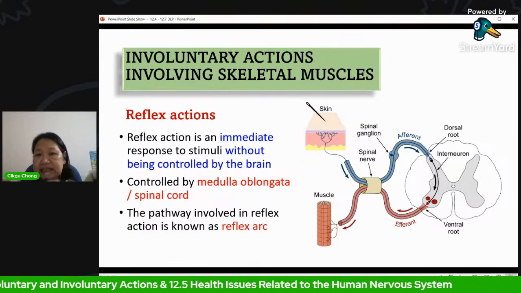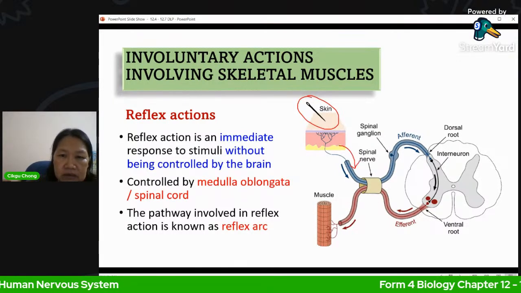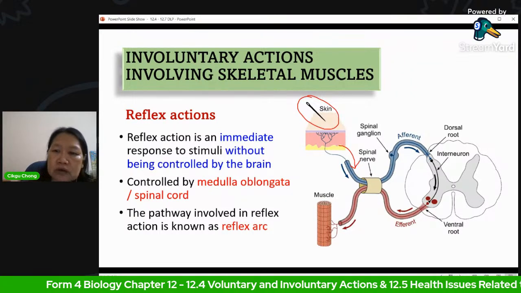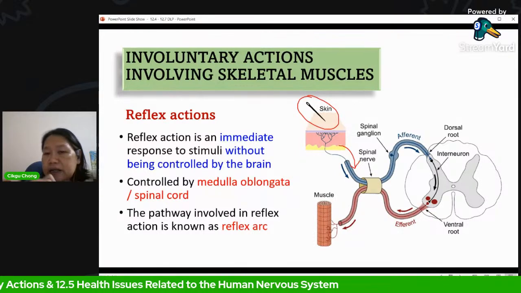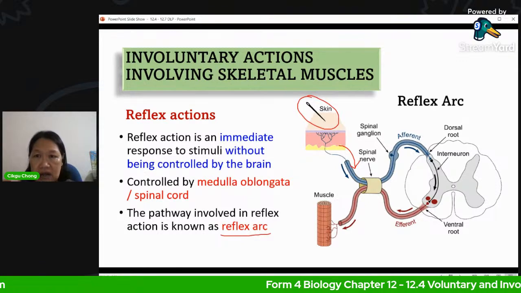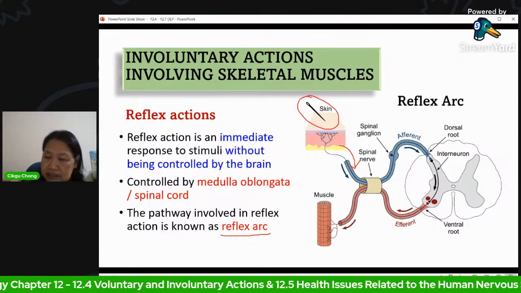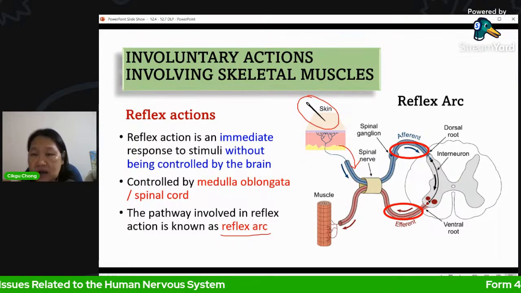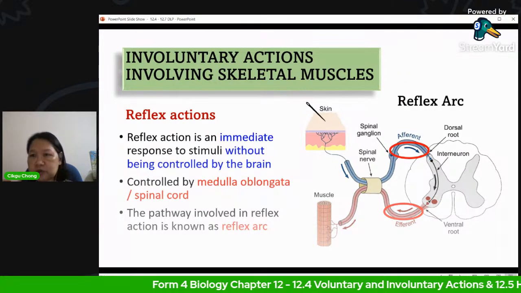So the pathway, the jalan: you can see this person's finger is pricked by a needle and the impulse goes in, through the sensory neuron, through the dorsal root, into the gray matter of the spinal cord. After that, it comes out through the motor neuron, through the ventral root. This pathway is known as the reflex arc, not arch. It's pronounced arc, with a K sound. That entire route, going in and then coming out, is the reflex arc, which everybody has built in. It's automatic. There's no question yet, so let me carry on.